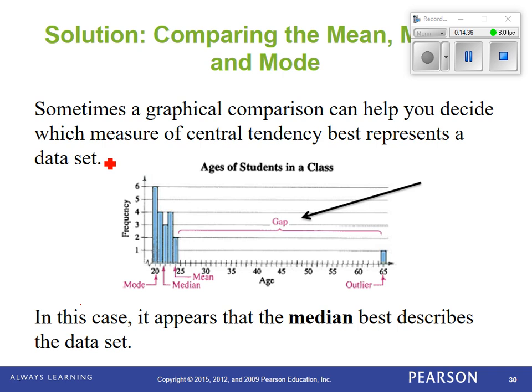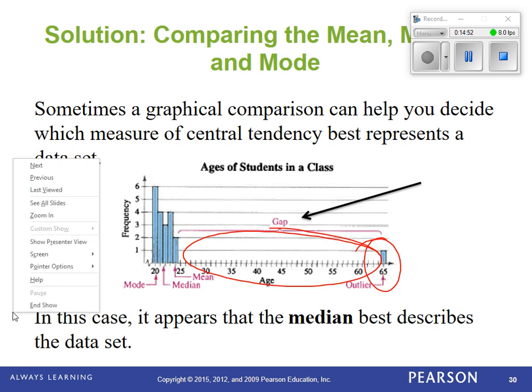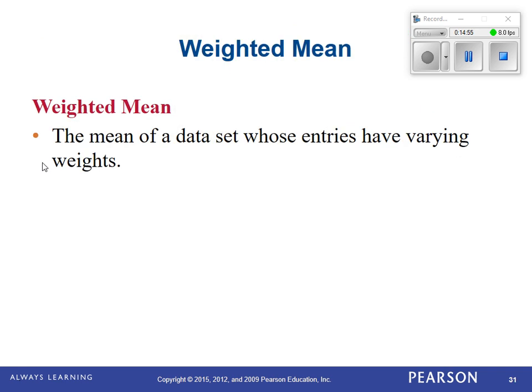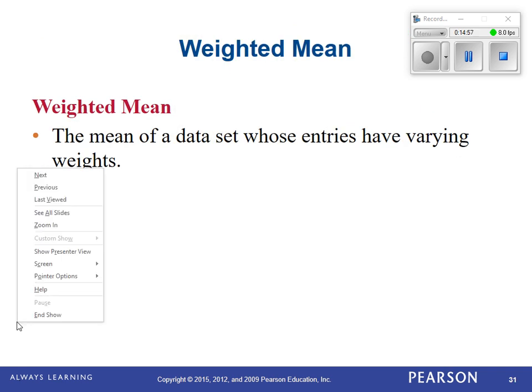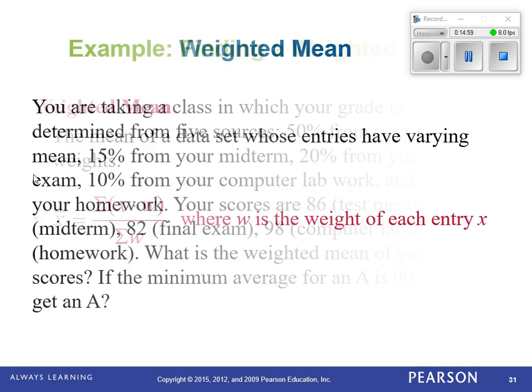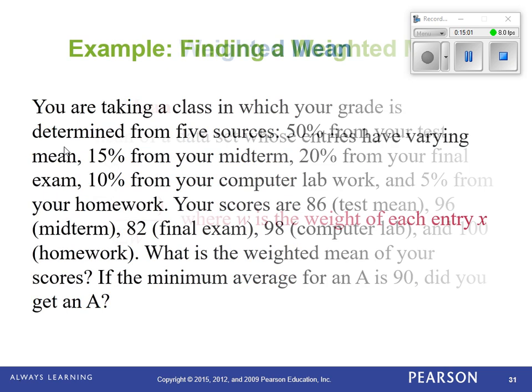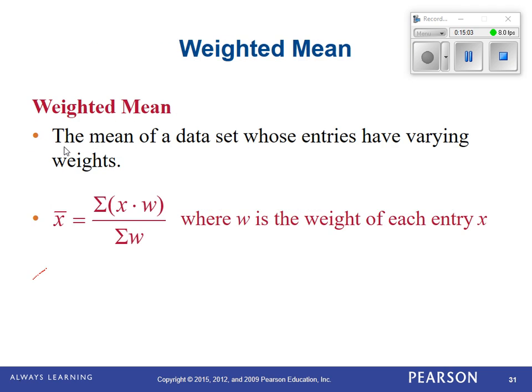Here's a histogram of all that data. And you notice, you got this big gap here. That tells you that that person right there is a what? An outlier. Oh, got it right. A weighted mean. I'll put this up here so you can write this down. Talking about a weighted mean.